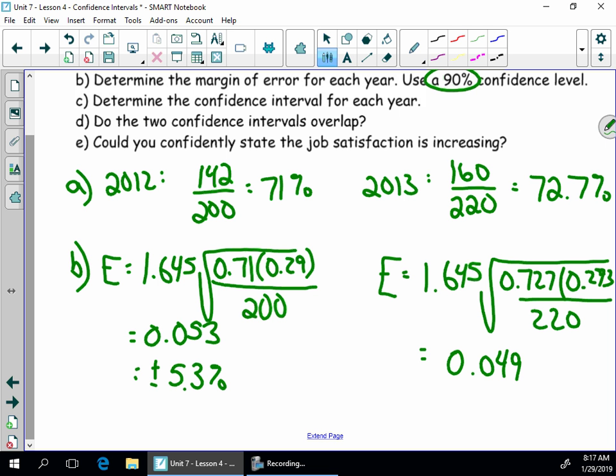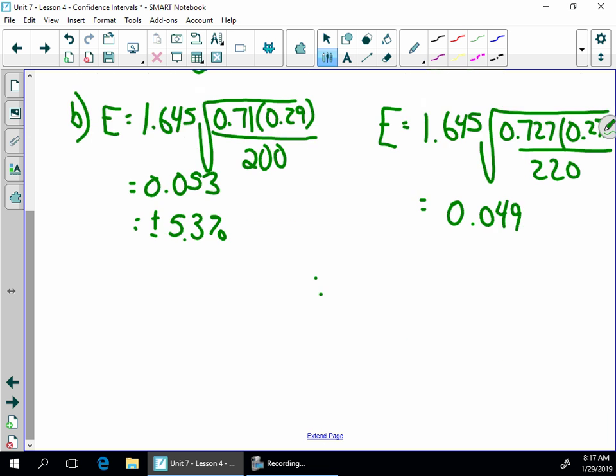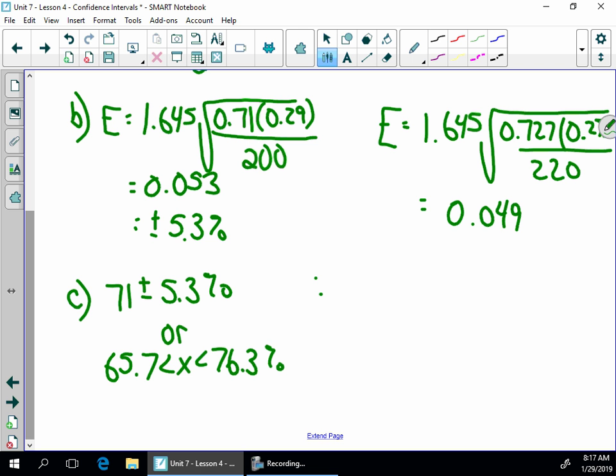Okay, that's my margin of error. And the actual confidence interval itself, I take the value that I thought it was, 71%, plus or minus 5.3%. It's one way of writing it. Or, if you want, you can do the math and say it's going to go from 67.5, that's 71 minus 5.3, up to 76.3%. That's what people feel about their job satisfaction, somewhere in 65 to 76%.